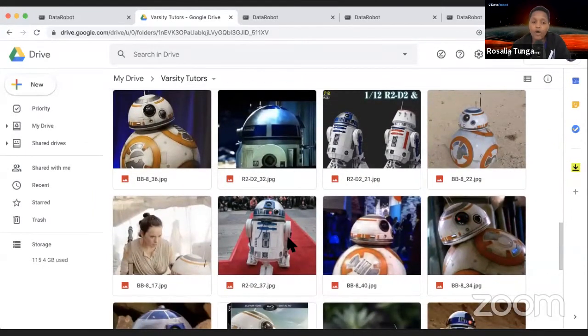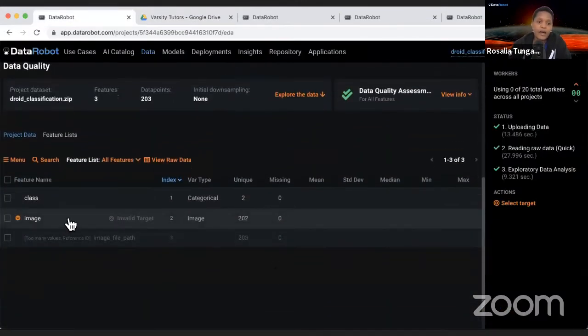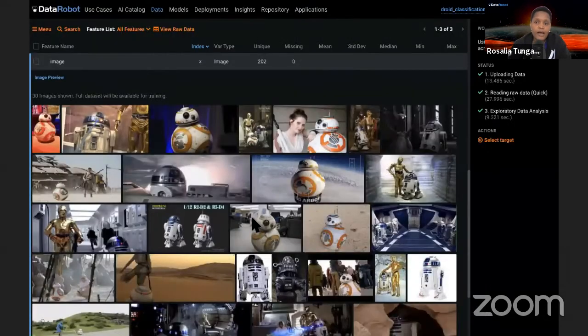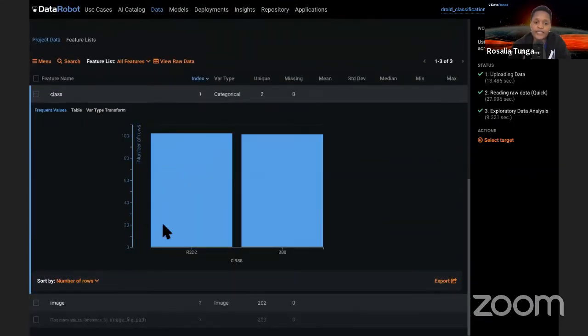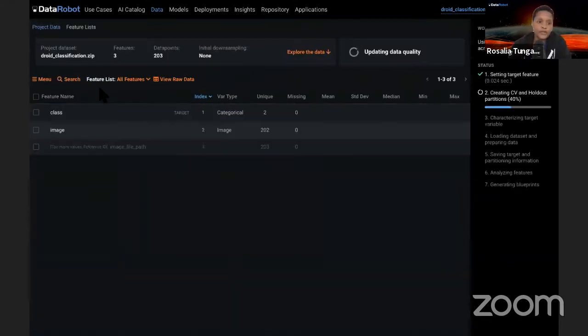All of this, the model is going to have to take, analyze, and use to be able to distinguish, this is the classification problem, between BB-8 and R2-D2. So let's see. DataRobot is done reading our data, and now you can see the same images I've shown you before displayed right here. You can also see that you have this variable that you're going to predict, and you're basically trying to distinguish between R2-D2 and BB-8. So let's make that our target variable, and then we just press start and ask DataRobot to build us those models.